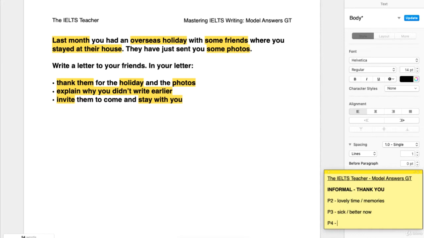And in the fourth paragraph, we're inviting them to come and stay with you. What could we say about this? How about we first of all think of a time, maybe a season. How about winter? Winter may be a good time for them to come and visit.